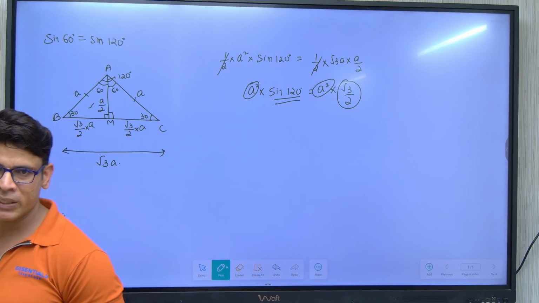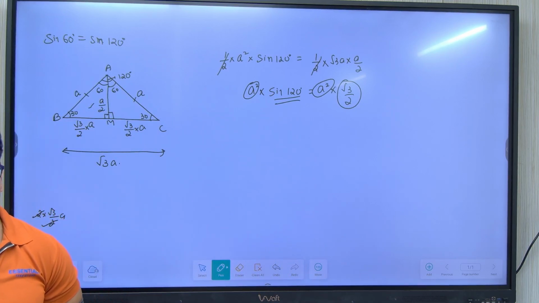So sin 120 degree is what? Root 3/2. Check sin 60 degree's value also. I understood sin 60 degree and sin 120 degree are the same.